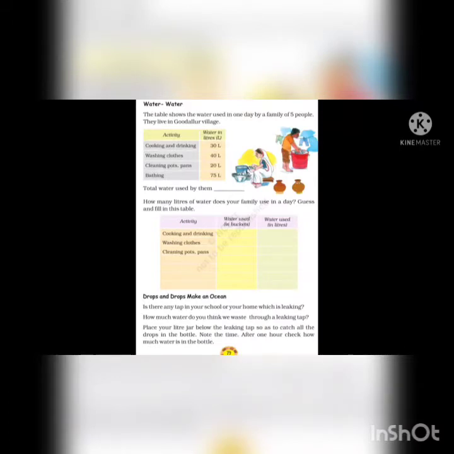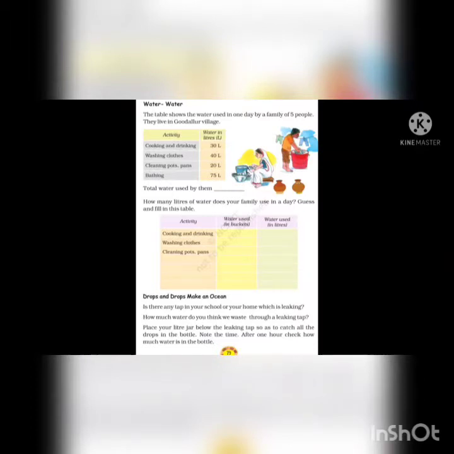Next is, how many liters of water does your family use in a day? Now you have to guess and fill in this table. Is there any tap in your school or your home which is leaking? How much water do you think we waste through a leaking tap? Place your liter jar below the leaking tap so as to catch all the drops in the bottle. Note the time. After 1 hour, check how much water is in the bottle.